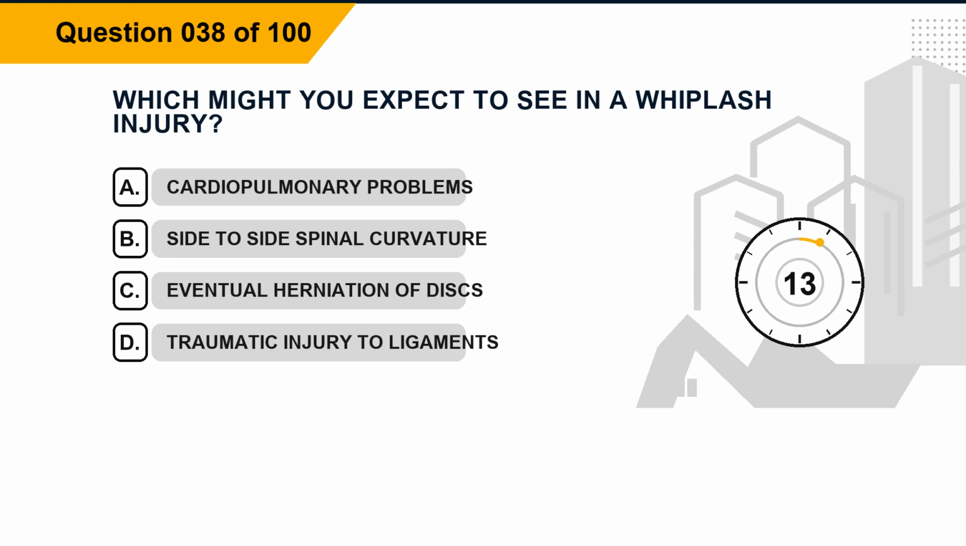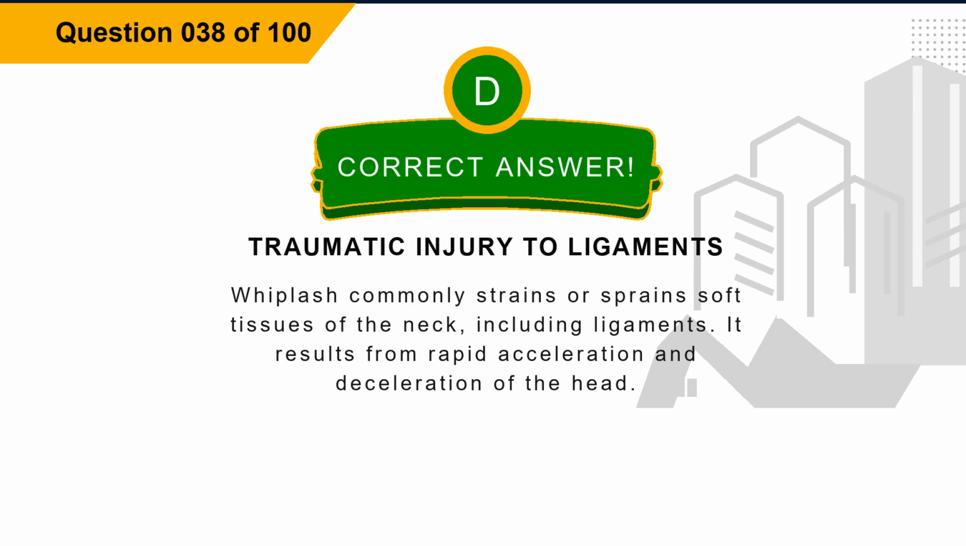Question 38. Which might you expect to see in a whiplash injury? Option A, cardiopulmonary problems. Option B, side-to-side spinal curvature. Option C, eventual herniation of discs. Option D, traumatic injury to ligaments. The correct answer is option D, traumatic injury to ligaments. Explanation. Whiplash commonly strains or sprains soft tissues of the neck, including ligaments. It results from rapid acceleration and deceleration of the head.